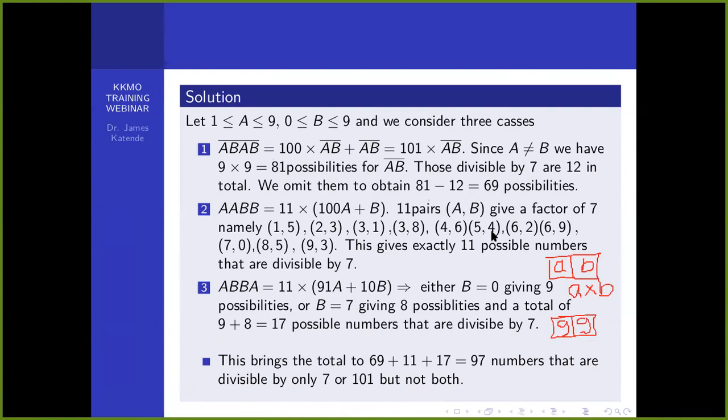But again, we don't want all the 81. We want to remove those that are divisible by 7. We have to remove them so that we are left with only those that are divisible by 101. So that's why we remove the 12 to have 69. I think other than that, the others do not involve any strange concept. I don't know if I'm making sense.